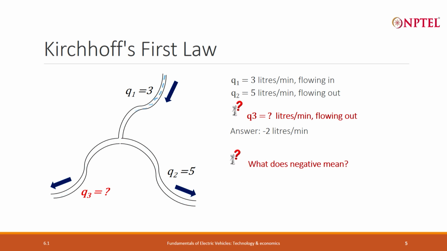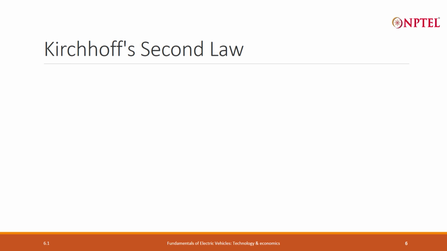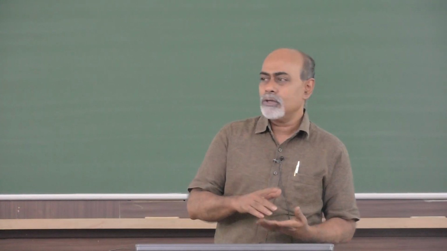So, if I represent the flow rate with a sign, plus or minus, depending upon whether it is flowing in or flowing out, and if I add up all the flows with the sign, then the sum will be 0. This is what Kirchhoff's first law says, and in fluid mechanics the same thing is called the continuity equation. And then we come to Kirchhoff's second law, which actually is nothing but a different way of expressing conservation of energy.